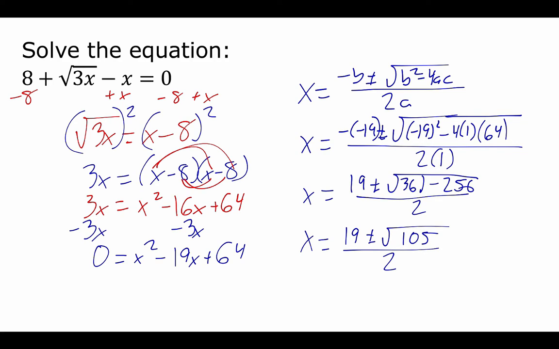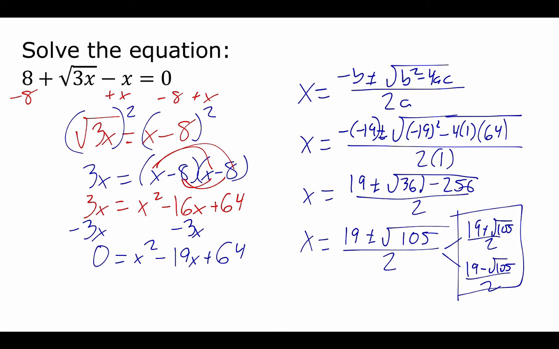Now, 105, not a nice square number. 105 doesn't have a whole lot of factors. Really, it's like 3 times 35, 7 times 15. That's about it. So what I'm going to say is let's split it up. We have 19 plus the square root of 105 over 2, and the other one's 19 minus the square root of 105 over 2. Those are pretty solid answers there.